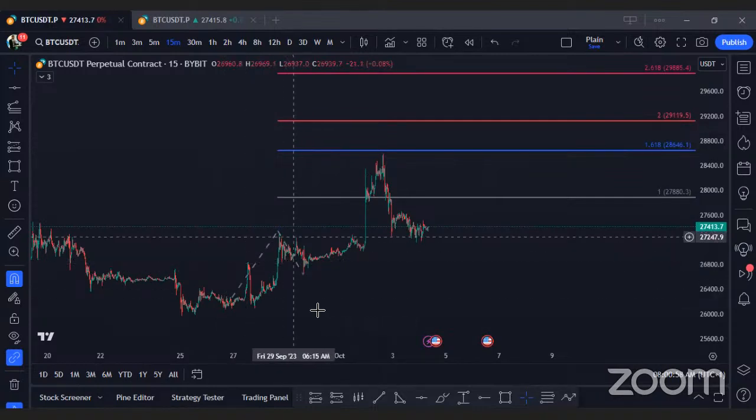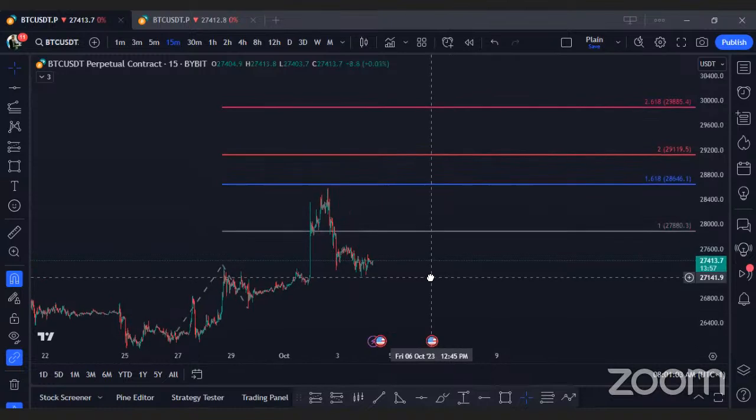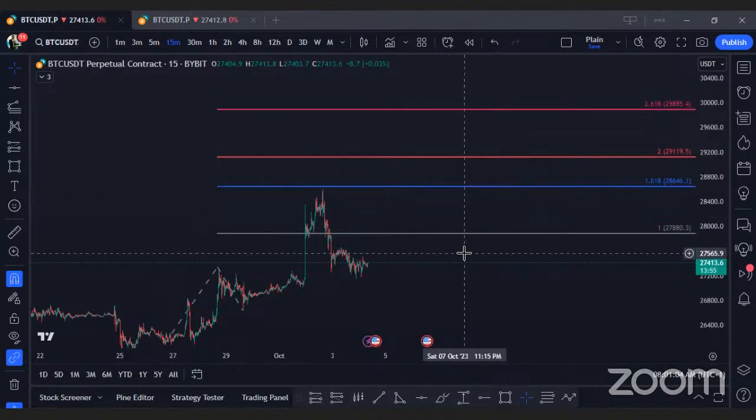Now, this extension tool will tell you that if this market continues to move up, there are levels that this market will definitely go to. So this level could serve as your take profit level. It could serve as a resistance and support level, all right?